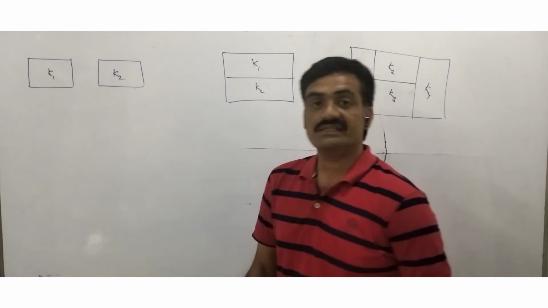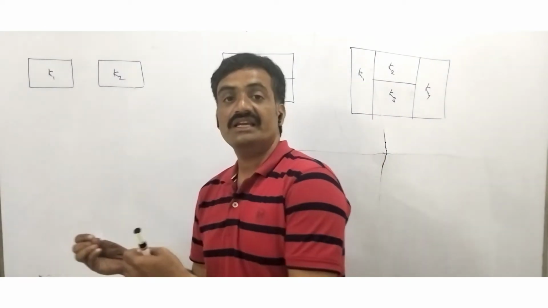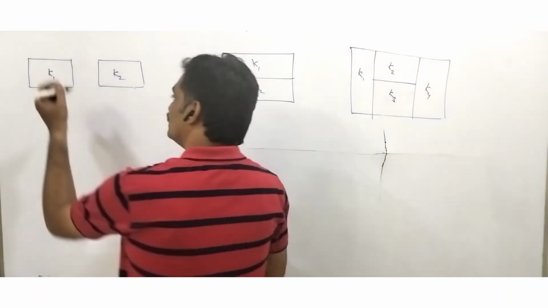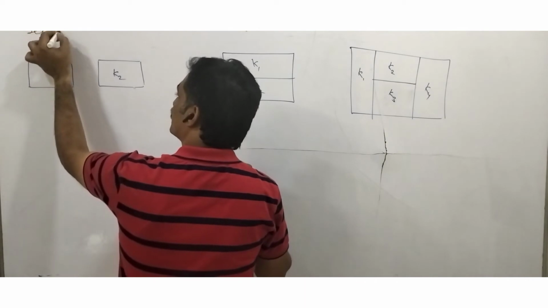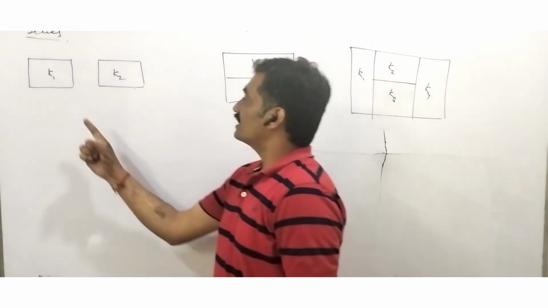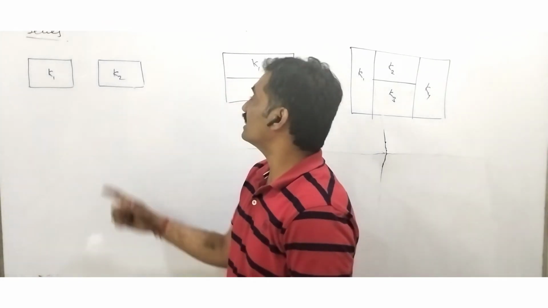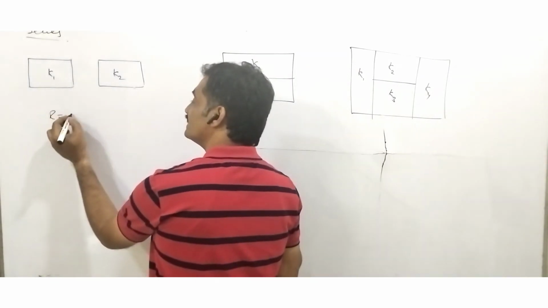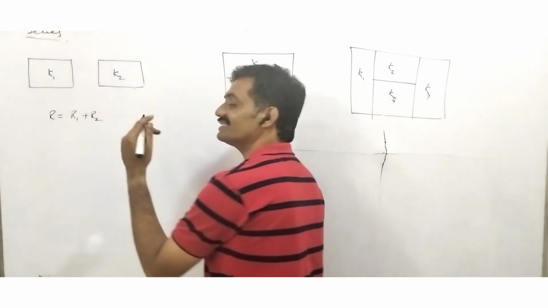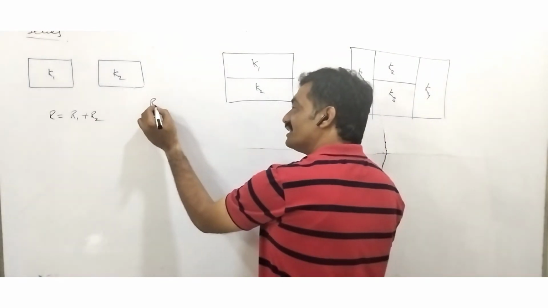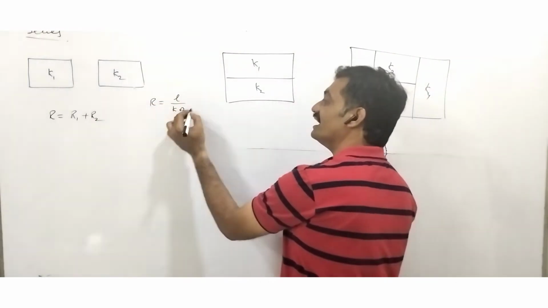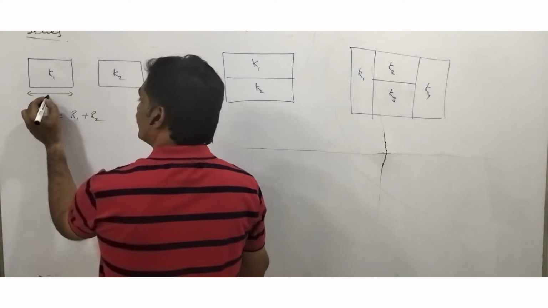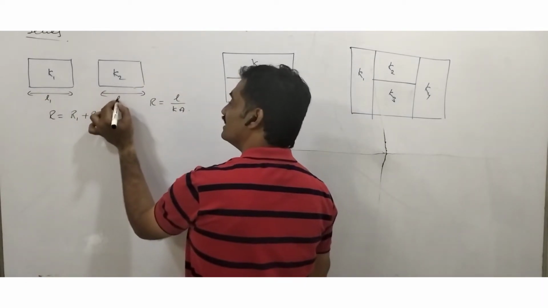Now we are going to discuss the equivalent conductivity in the case of series combination and parallel combination. When we consider these two conductors in series, the conductivity of the first conductor is K1 and the conductivity of the second conductor is K2. Here we know that in the case of series, the equivalent resistance is R equals R1 plus R2, and R equals L by KA, where the length of this conductor is L1 and the length of this conductor is L2.